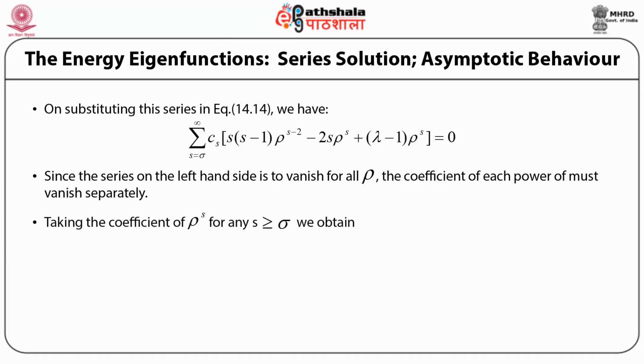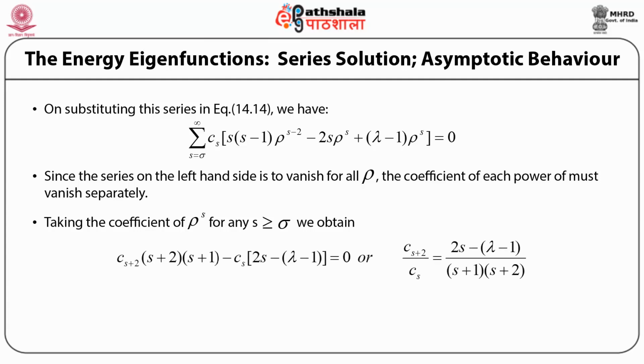Taking the coefficient of rho raised to power S for any S greater than equal to sigma, we obtain Cs plus 2 into S plus 2 into S plus 1 minus Cs into within the square brackets 2S minus within the brackets lambda minus 1 square brackets close is equal to 0. Or I can rearrange the equation to obtain the ratio of Cs plus 2 to Cs is equal to 2s minus within the brackets lambda minus 1 divided by s plus 1 into s plus 2.